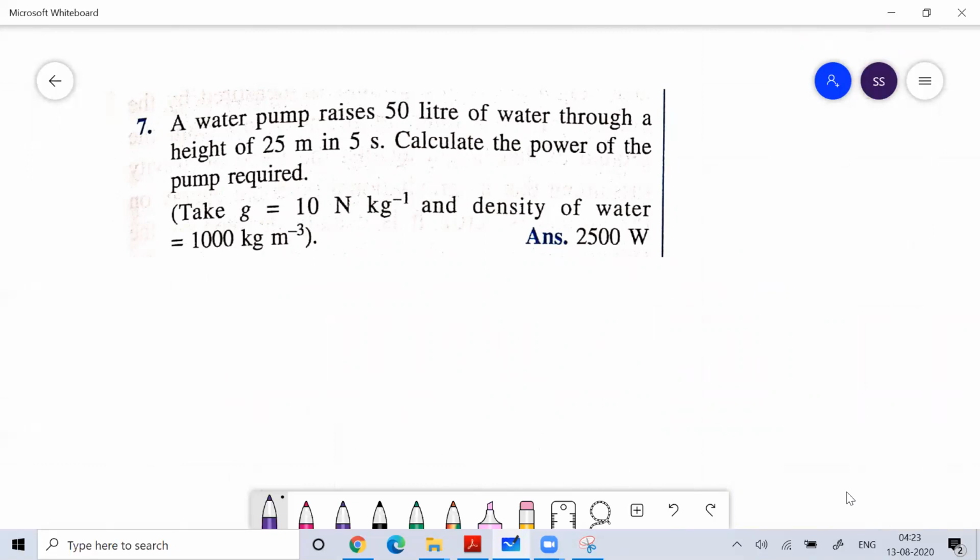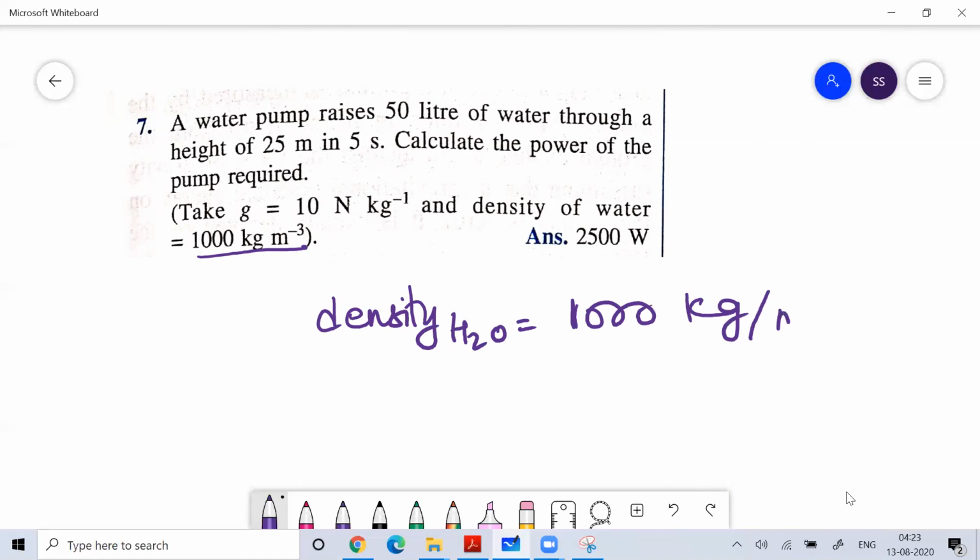Now, if you see question number 7, a water pump raises 50 liter of water through the height of 25 meter in 5 seconds. Calculate the power of the pump required. So here the density of water is 1000 kg per meter cube, and you know that 1 meter cube is equal to 1000 liter. And I believe you are aware about this thing.